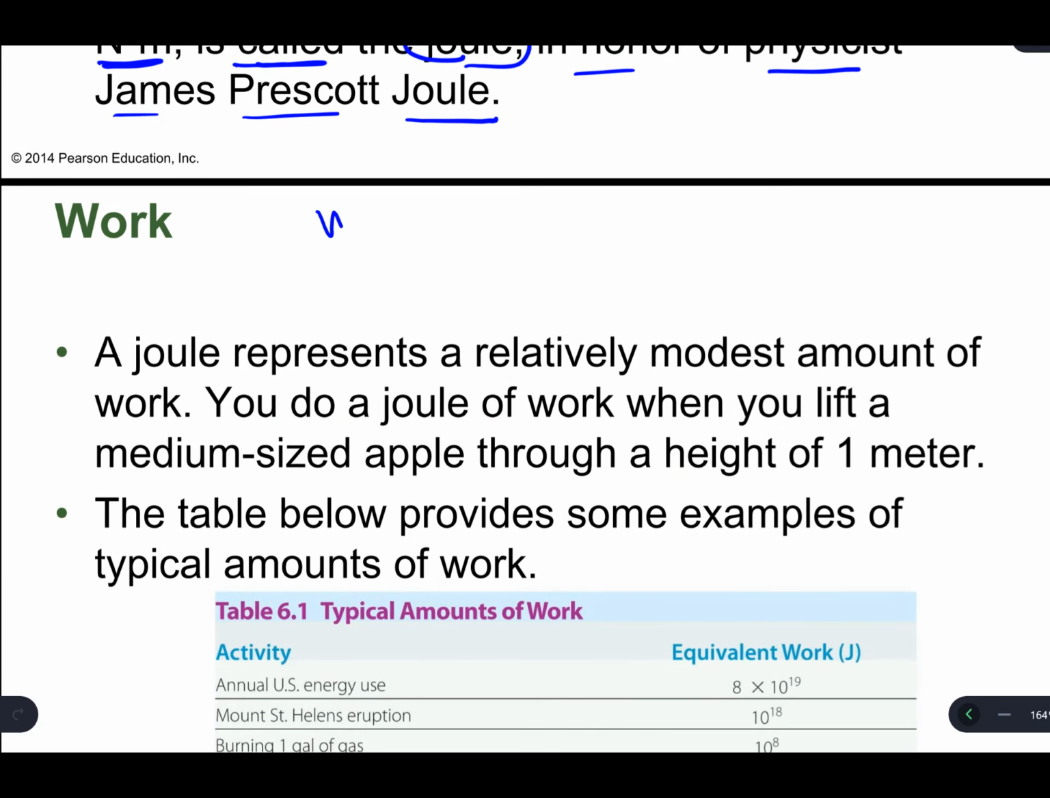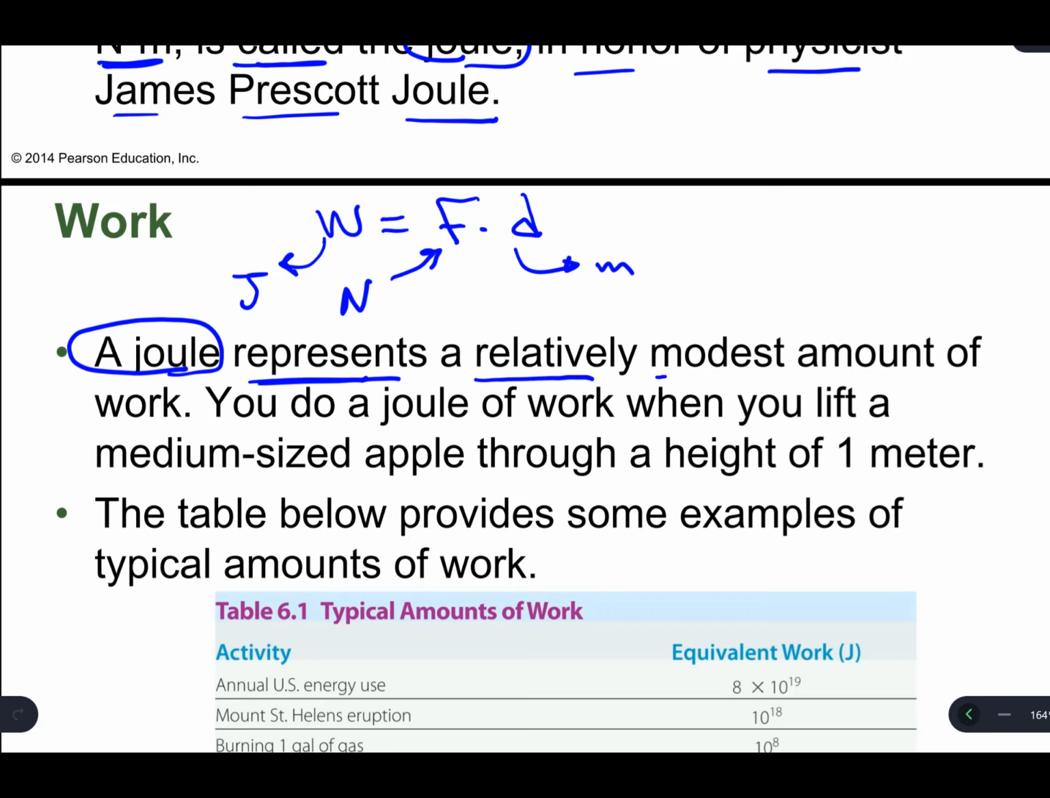The product of the two, Newton meter, is called joule, in honor of physicist James Prescott Joule. So up till now you have only one equation, W = F D. W is measured in joule, force in Newton, displacement in meter. So a joule represents a relatively modest amount of work. Example: you do 1 joule of work when you lift a medium-sized apple through a height of 1 meter.